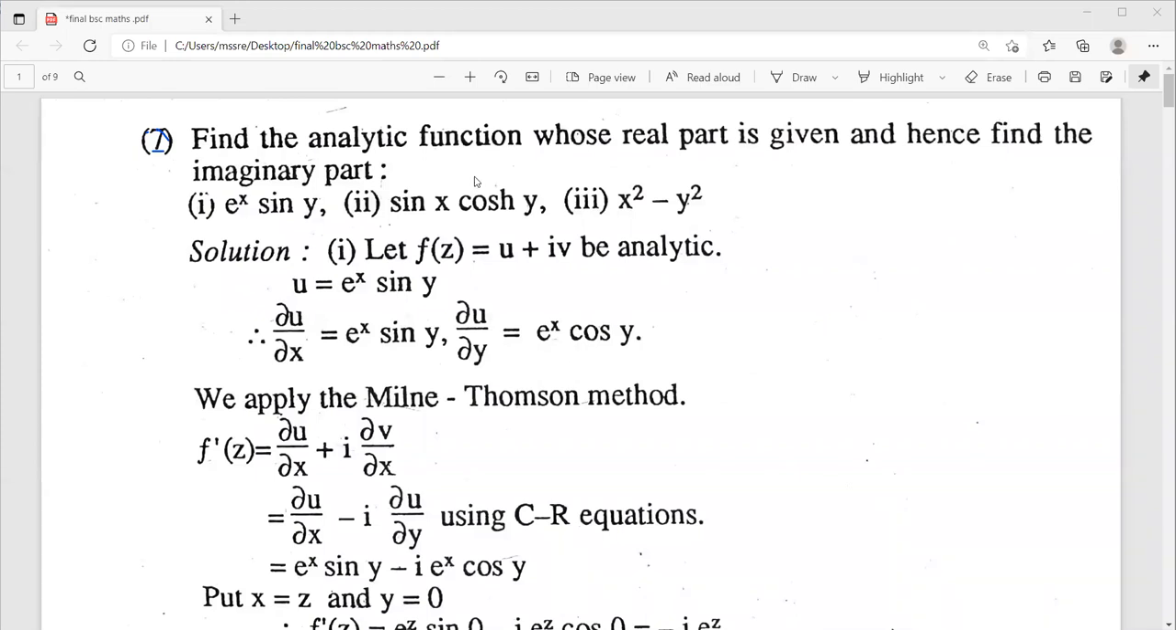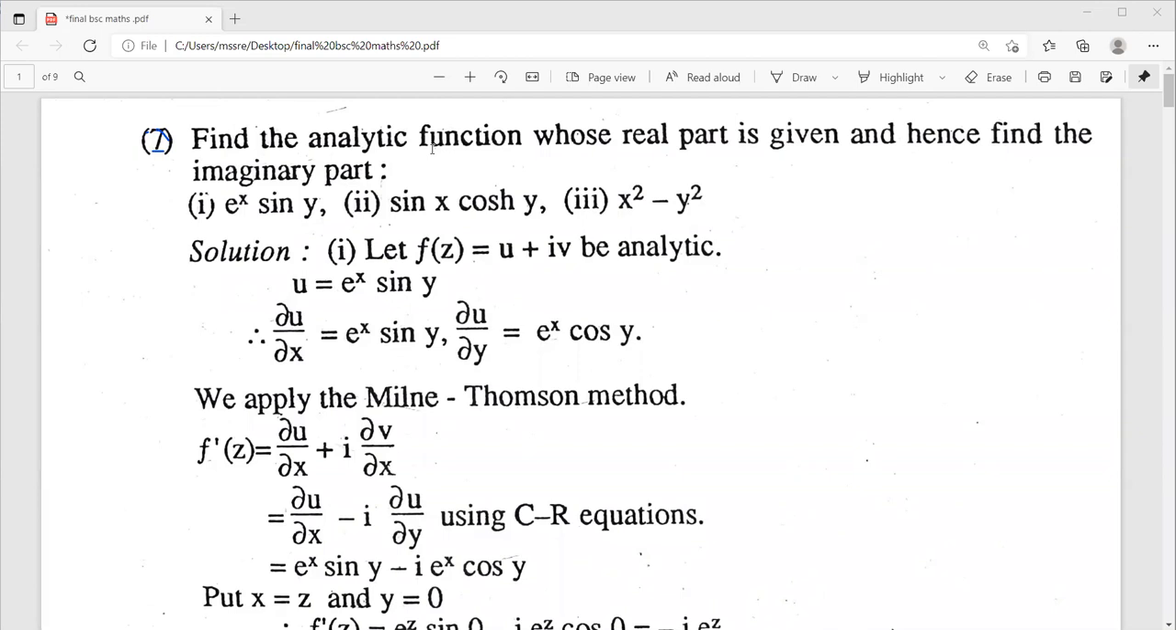Good afternoon, everyone. Let us work problems on analytic function, that is construction of analytic function. Given the real part or the imaginary part, you have to construct an analytic function. Find the analytic function whose real part is given. Here, a real part is given. You have to find the imaginary part also.